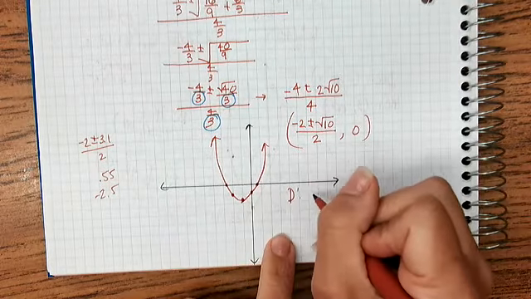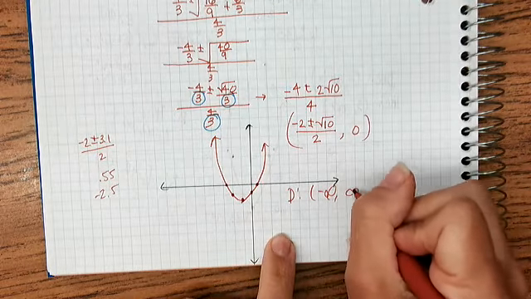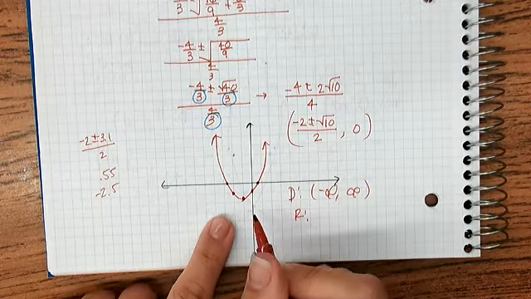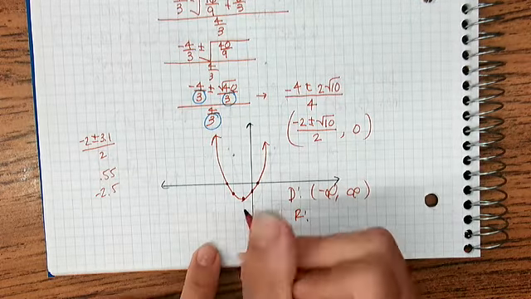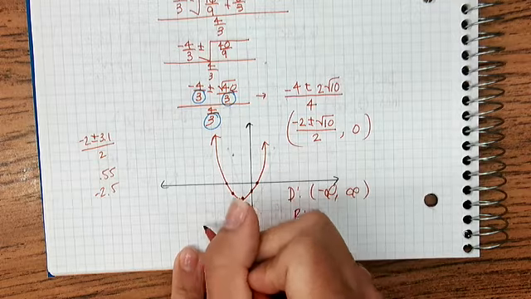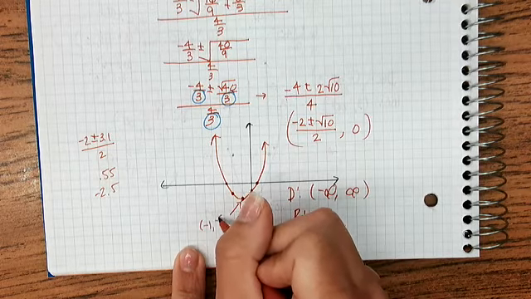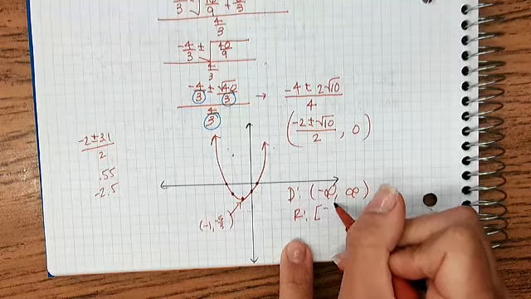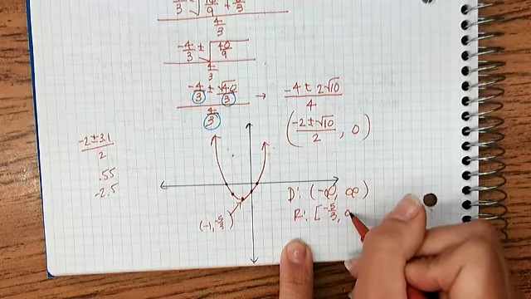Domain, all real numbers. The range, look at your vertex. The vertex was -1, -5/3. So the range is bracket -5/3 to infinity.